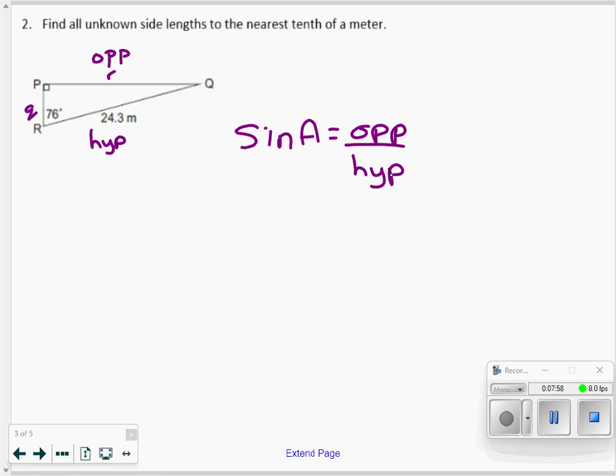Okay, and I have three things that I could plug in. I'm going to plug in two of them. So I have my angle, sine 76 equals, I'm looking for my opposite, and I have my hypotenuse. So I could plug in two of the three. The number's on the bottom, which means what am I going to do with the two?